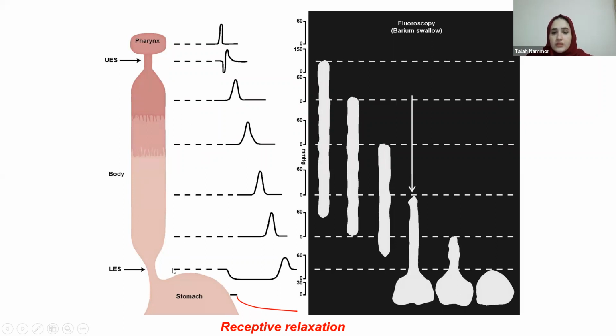What's the difference between tonic and peristaltic contraction? Okay, that's a very excellent question.